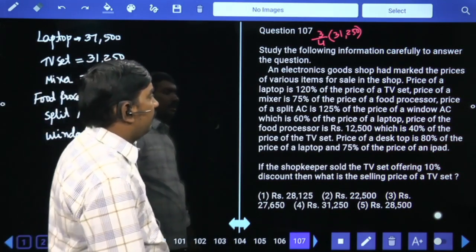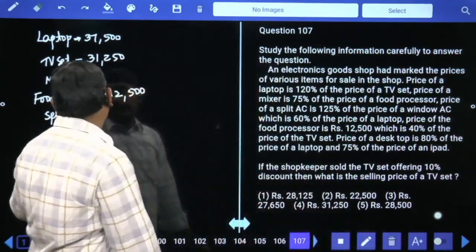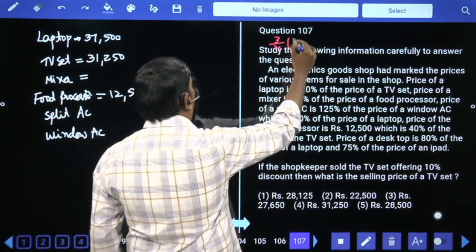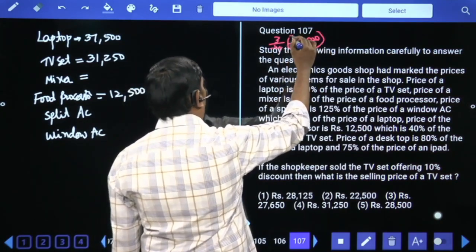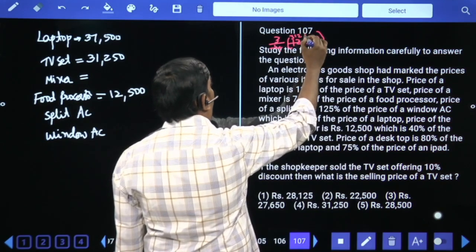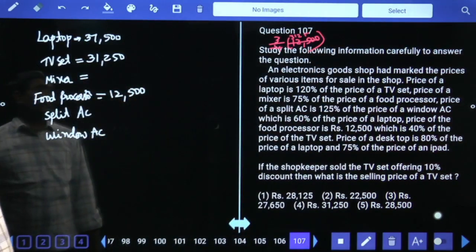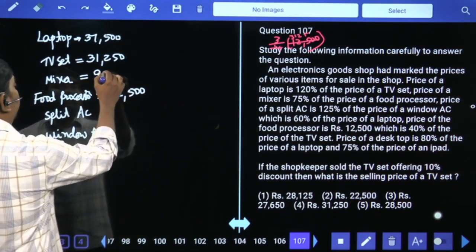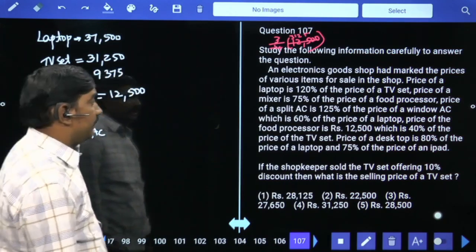The price of the mixer is 75% of the price of the food processor. The food processor price is 12,500, so we need 3/4 of 12,500. 4 threes are 12, 4 ones are 4, 4 twos are 8, 4 fives are 20... The mixer price is 9,375.